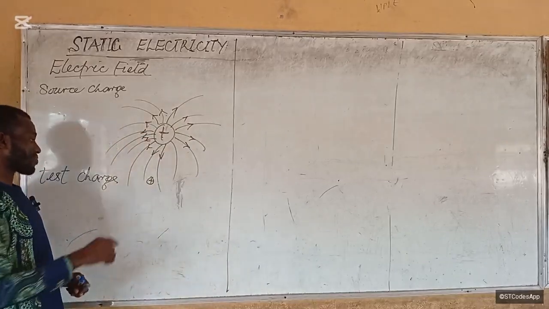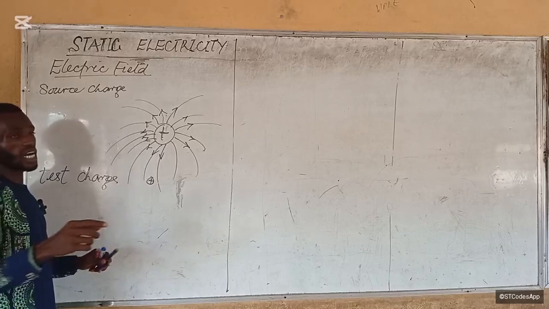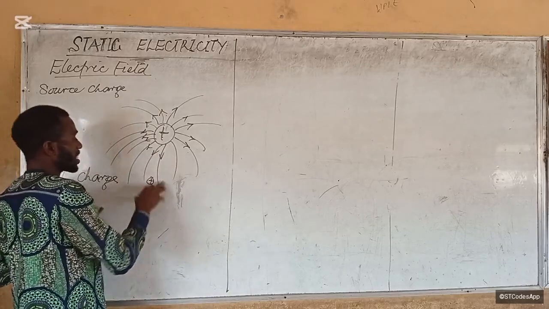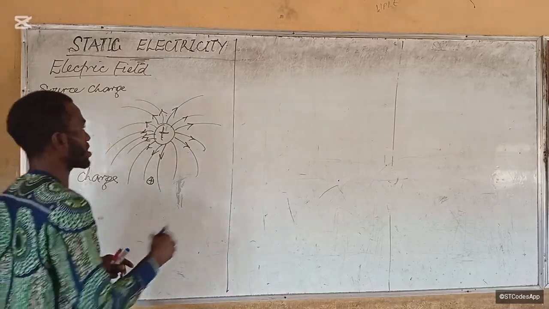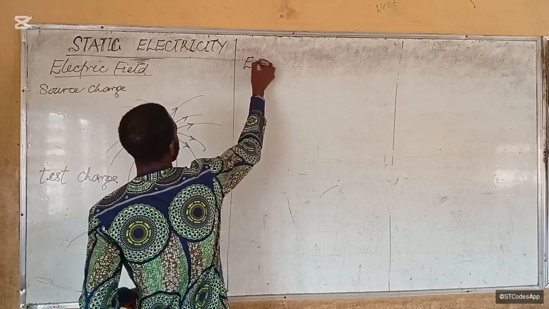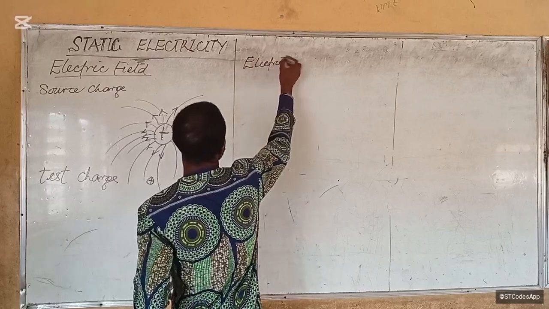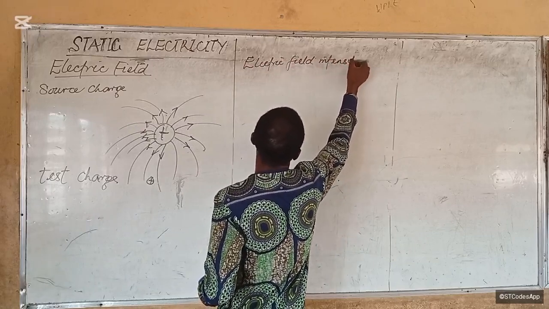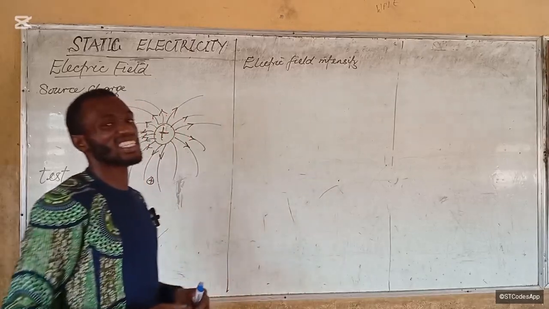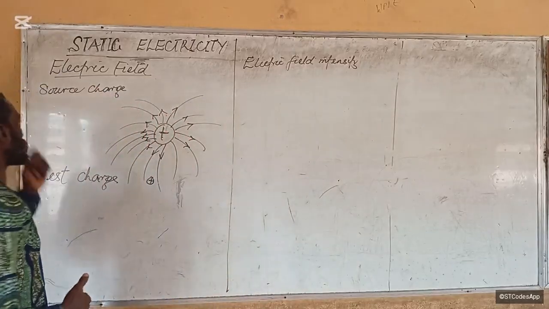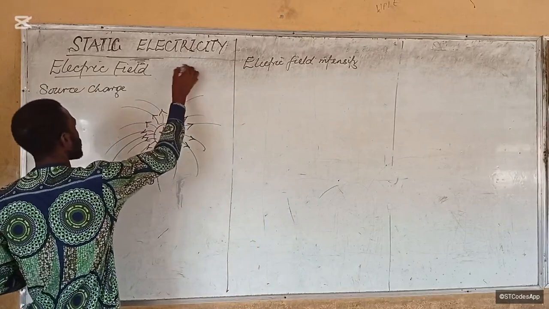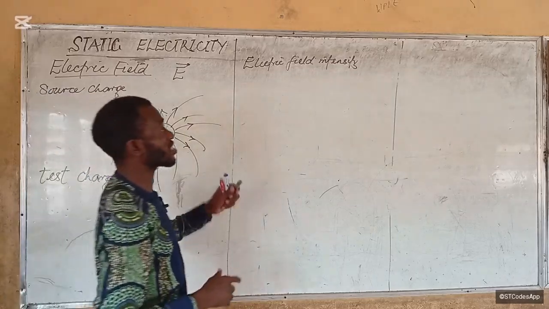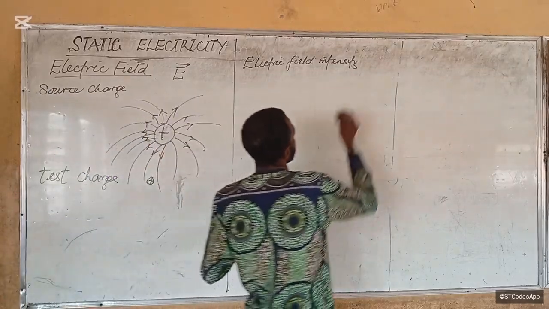But the electric field that will be felt by this guy, I will call that electric field strength or electric field intensity. Electric field intensity is a scalar quantity, but electric field is a vector. Is that okay? Now we said electric field intensity or electric field strength.